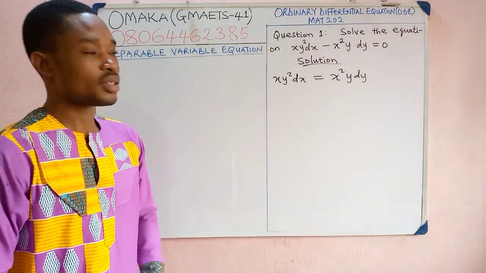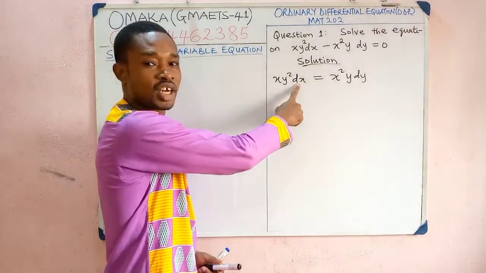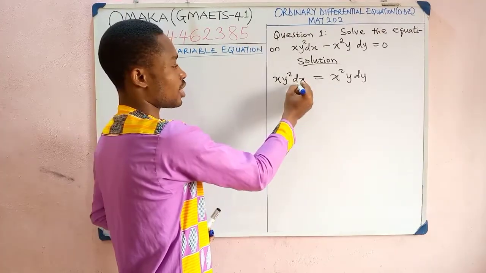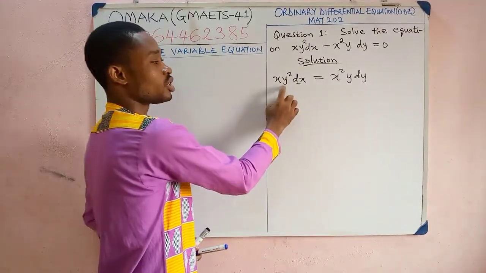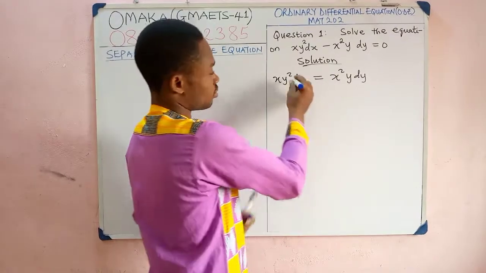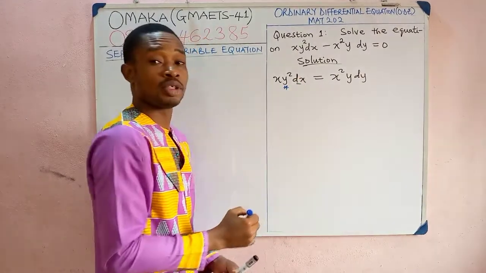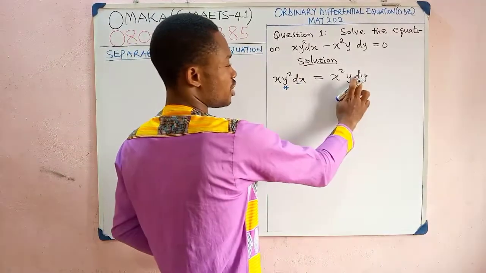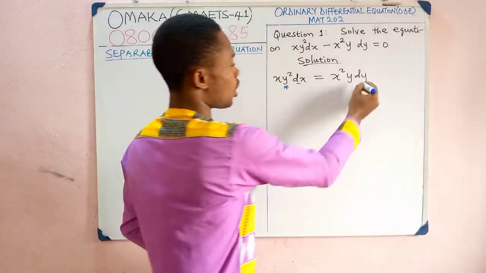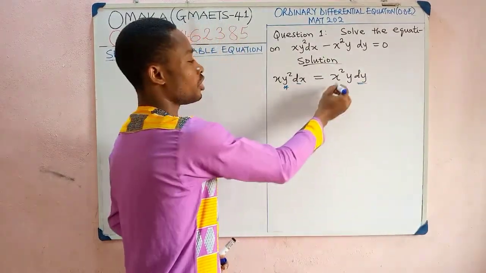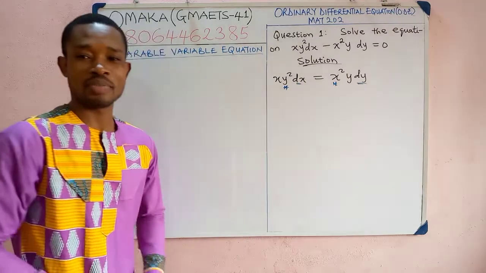Now looking at this, what is the controlling parent? The differential coefficient here is dx. Is that not so? It means that the y variable should not be here. The y variable must be removed from there. The controlling differential coefficient or parent there is dy. So what shouldn't be here? x squared should not be there.